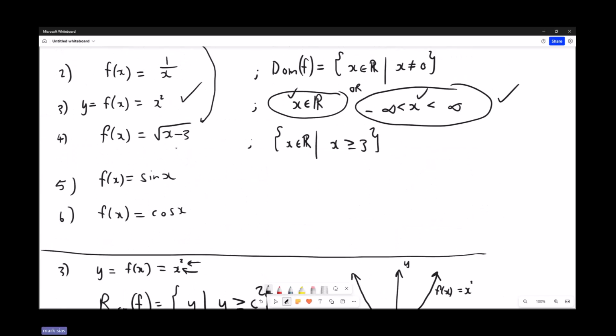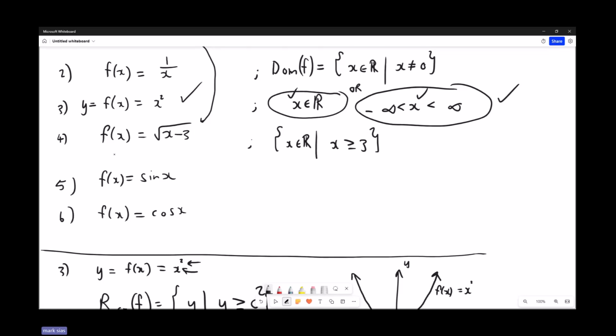So supposing all this, I want to know from you, what are the y values that this function can assume, number 4? I'm referring to number 4 there, okay? What are the y values, given that x is greater or equal to 3?